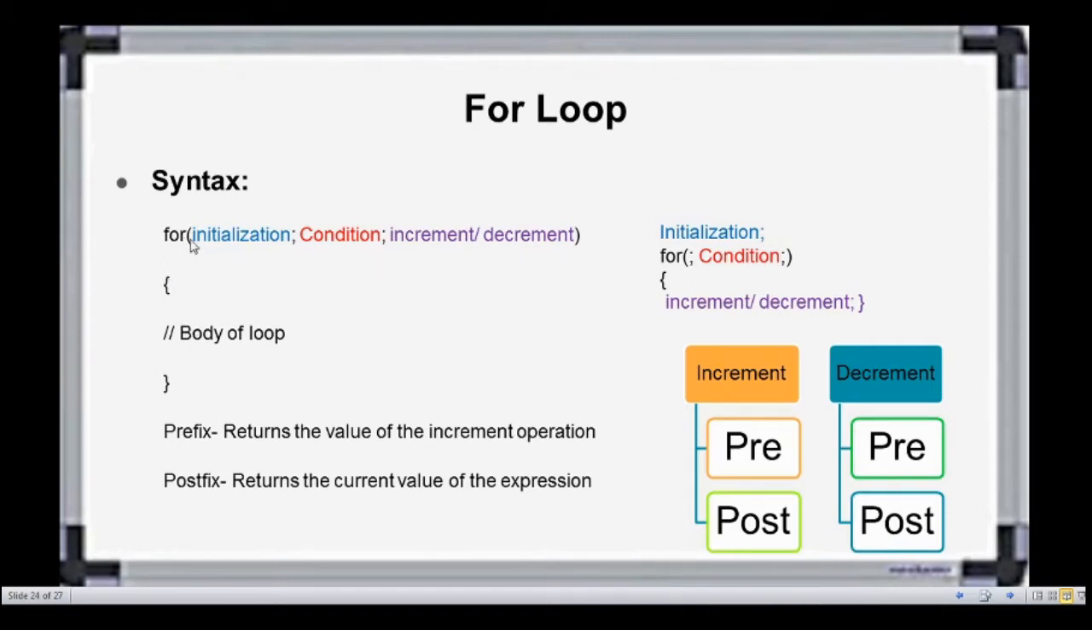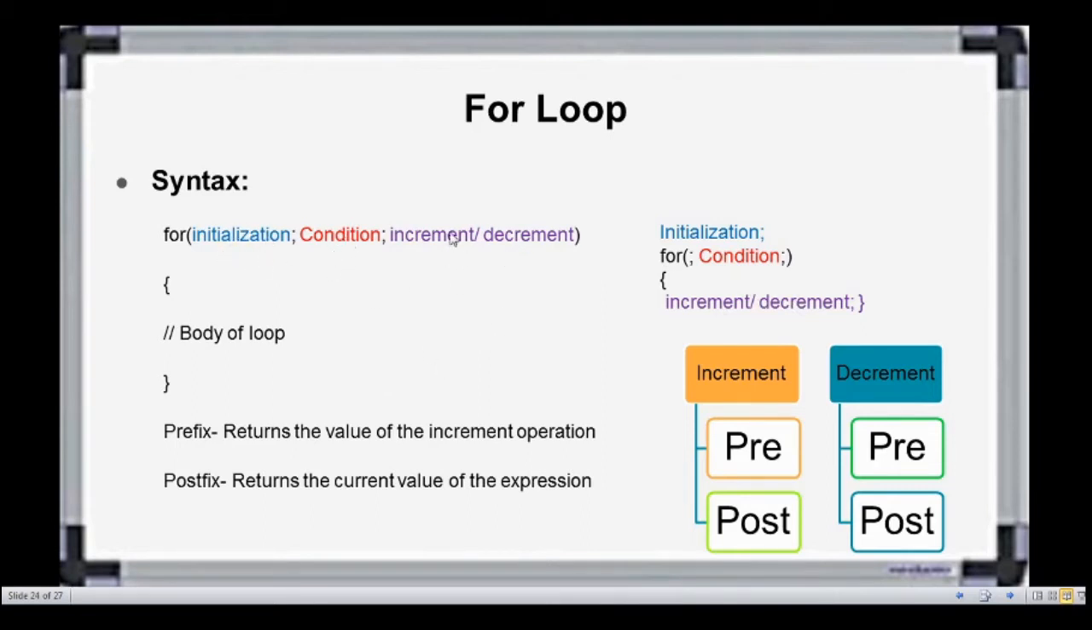You can write this syntax as: first initialization, then for, inside it a semicolon, then the condition, again a semicolon and one more part. You can write increment or decrement here. But all three parts are necessary: initialization, condition and increment or decrement.